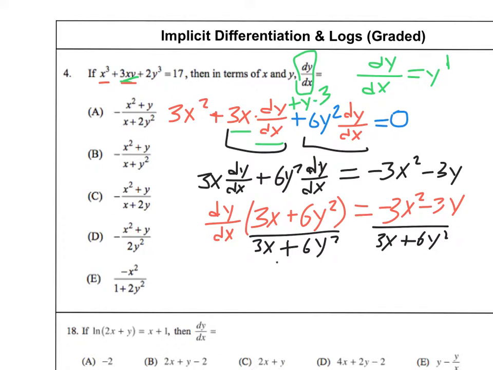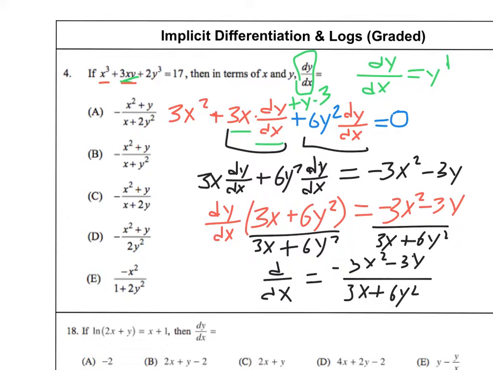And when I do that, we get dy/dx is equal to negative 3x squared minus 3y, lots of 3's in this, huh? Over 3x plus 6y squared. Woohoo! And I look for my answers and it's not there. Oh, man, did we do this wrong?